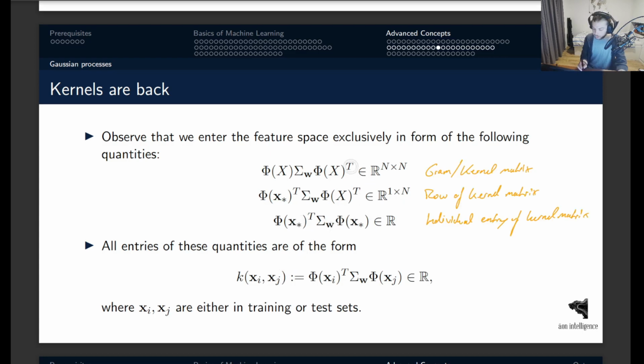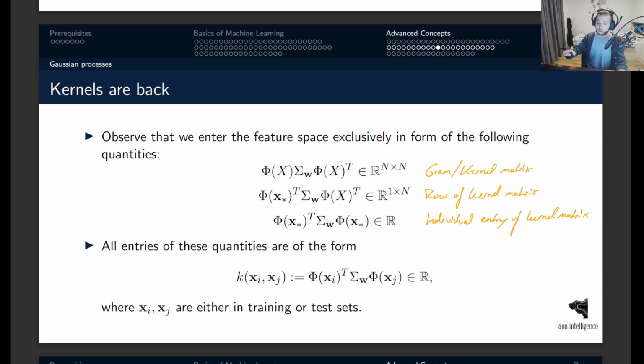So let me write it down. Here we have the full kernel matrix. It's the outer product of phi x with itself. And in the middle we have this positive definite diffusion covariance matrix, sigma w. This is an n by n object. Then we have this quantity where we multiply a single observation from the left, and this will be an individual row of a kernel matrix, where we compare this phi x star with all the entries we have in our data set. And finally, we have the inner product of this feature mapped observation x star with itself, which is then the squared norm of that observation.